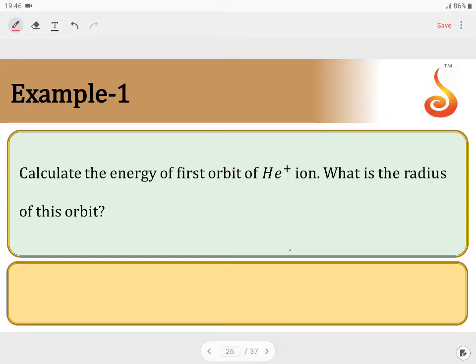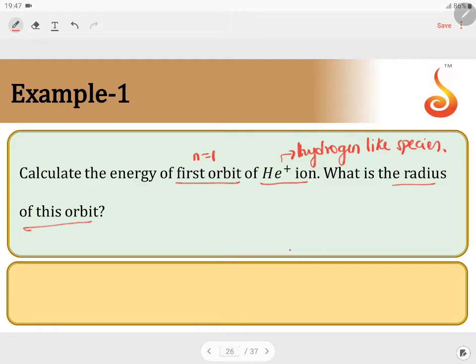So calculate the energy of the first orbit of helium plus ion. What is the radius of this orbit? See, helium plus ion is an example of a hydrogen-like species. Now calculate the energy of the first orbit. When I say first orbit, n is equal to 1. We have to calculate the radius.